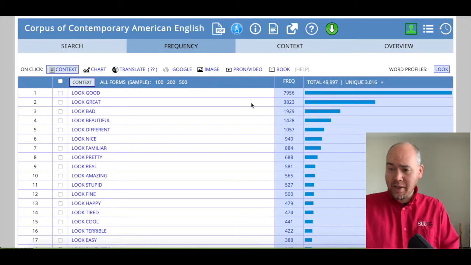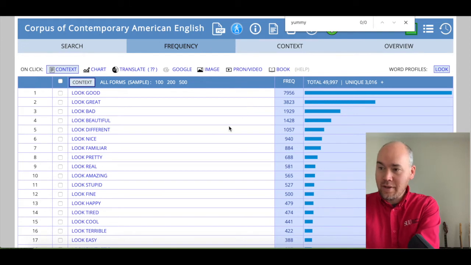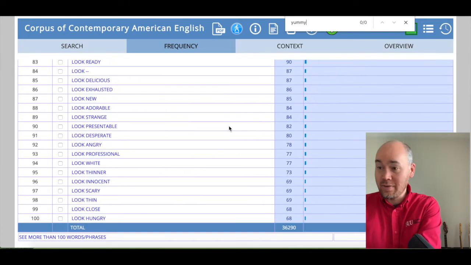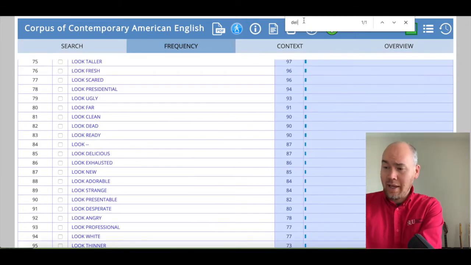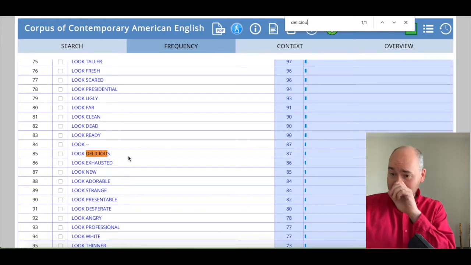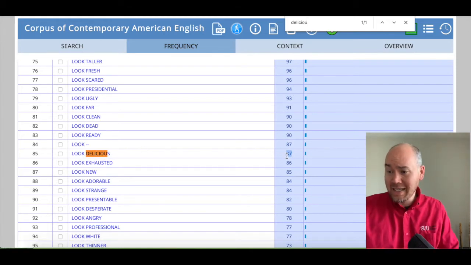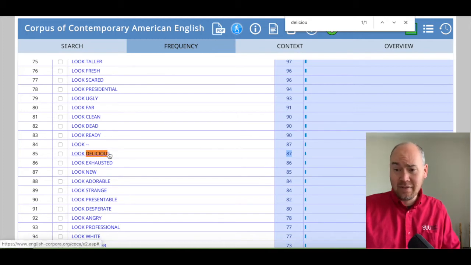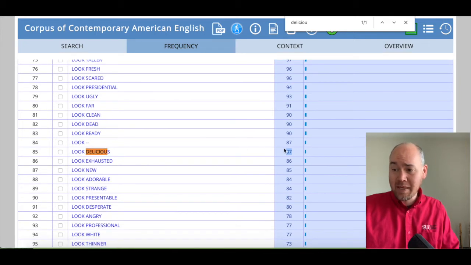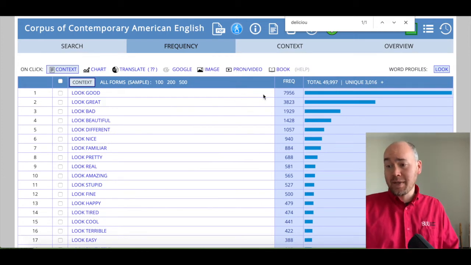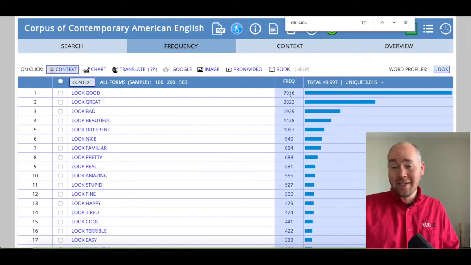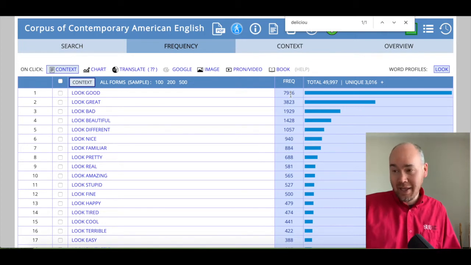And actually look yummy, I'm going to just control F here. Yummy is not even on this page. So it looks like if I want to sound natural, I shouldn't say something looks yummy. And look delicious. Delicious is here, but it's got only 87 hits out of more than a billion. So that tells me this is not very normal, not very natural sounding. If only 87 people said this out of a billion different words, that's not very common, especially since the number one hit is about 100 times more common than that.